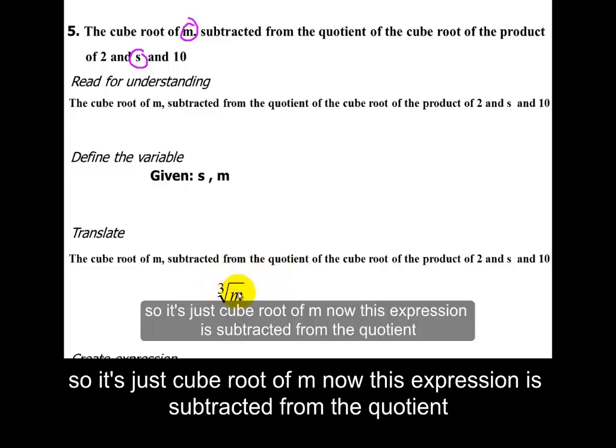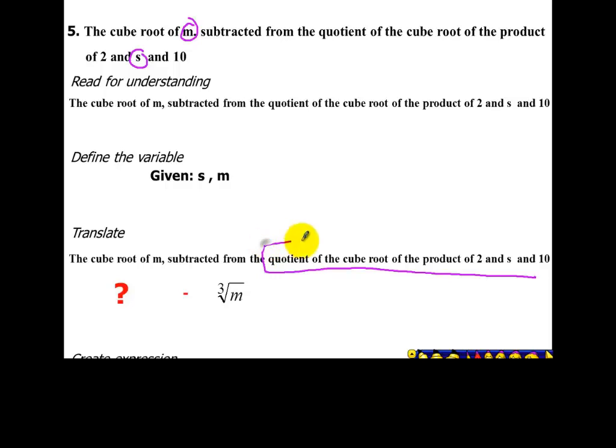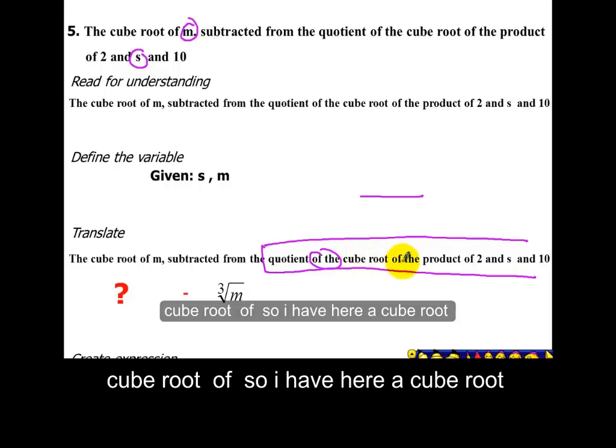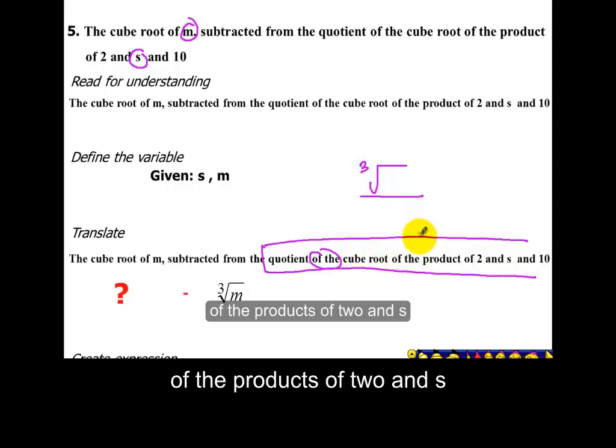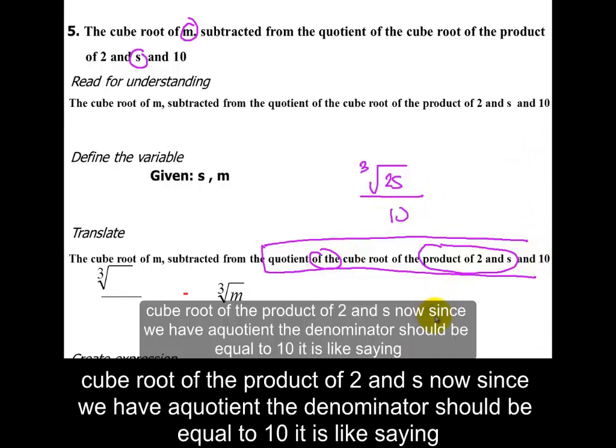Now this expression is subtracted from the quotient. So it's being subtracted from something. Now, what is this something here? It is actually this. So we have a quotient. So quotient means division. So you will have a numerator and a denominator. Now what will be your numerator here? Cube root of the product of 2 and s. Now remember, we have a quotient, so there should be a denominator, and the denominator here will be 10.